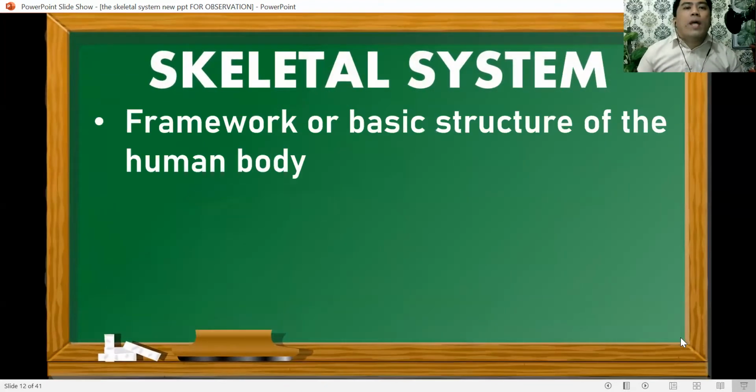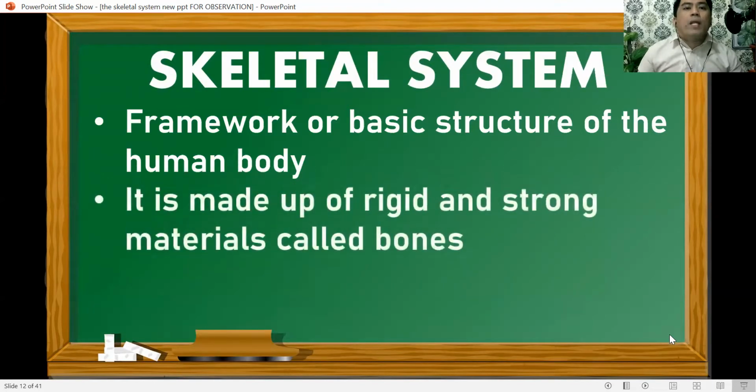Okay. So skeletal system is the framework or the basic structure of the human body. So kung sa bahay, yung mga bakal ang framework, sa katawan naman natin ay tinatawag nating skeletal system. So ito yung parang mga bakal sa ating katawan. It is made up of rigid and strong materials called bones.